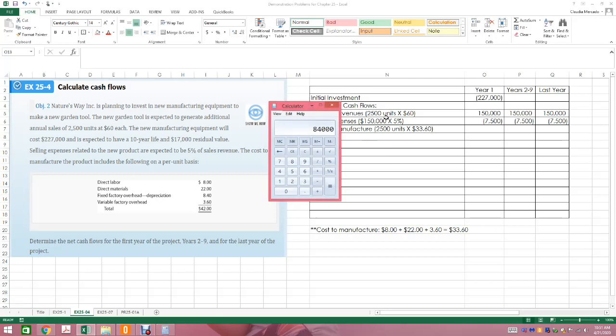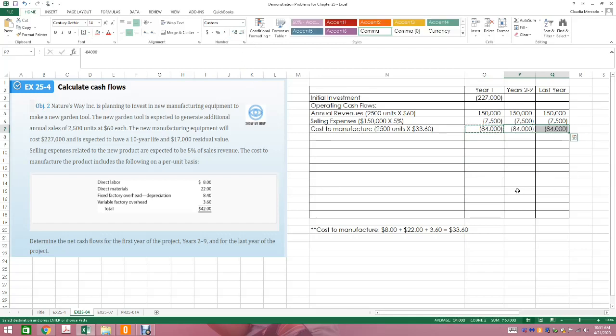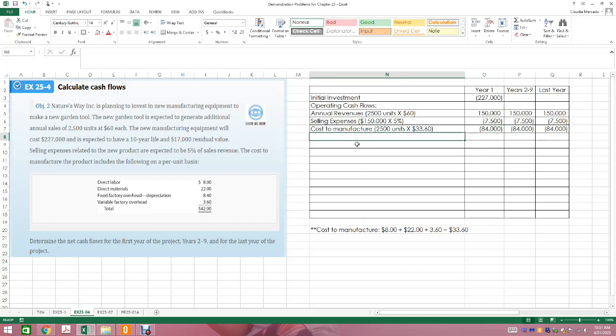$84,000, and that's negative because I'm having to pay for all of these things. I'm having to pay for materials, labor, and the variable overhead. So that's $84,000. So now I can figure out my net operating cash flows.